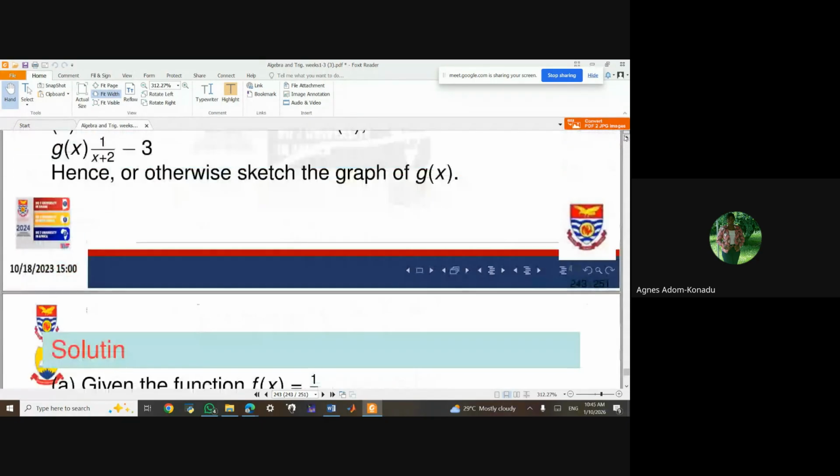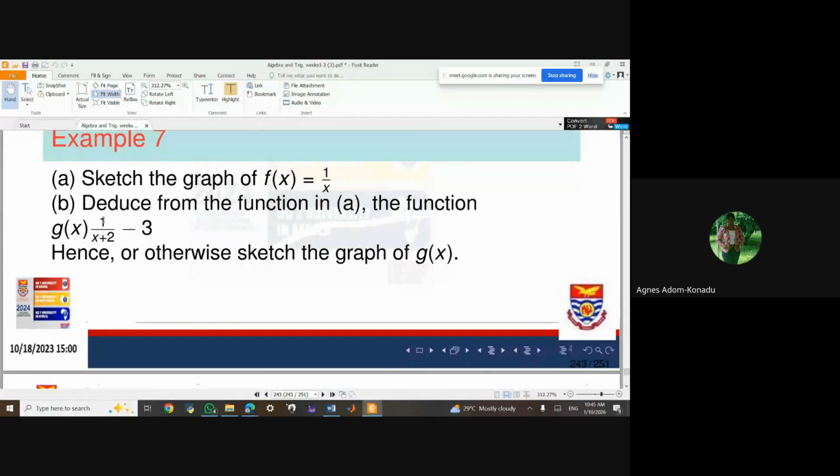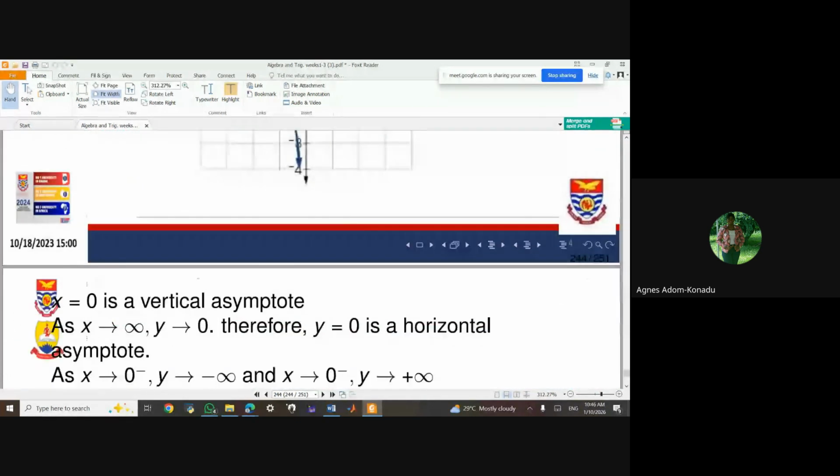Now let's see. It says to deduce 1 over x plus 2. So this means that I have x plus 2, so my function is moving. Is it moving 2 units to the right or left? Left. It means that the graph will move 2 units to the left. So now my vertical asymptote will be the line x equal to negative 2. Then I have minus 3. What does this mean? It means that it will move 3 steps downwards.